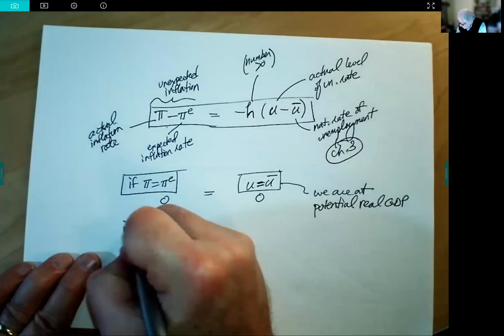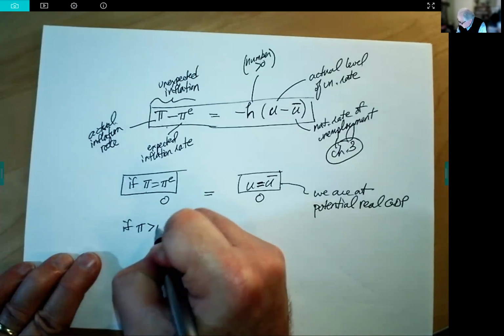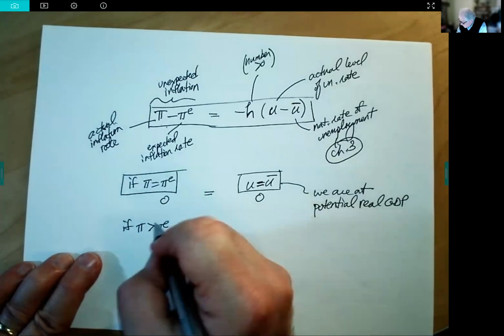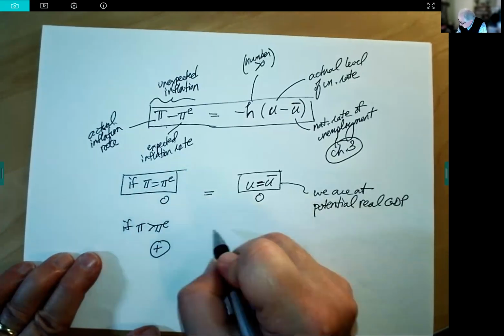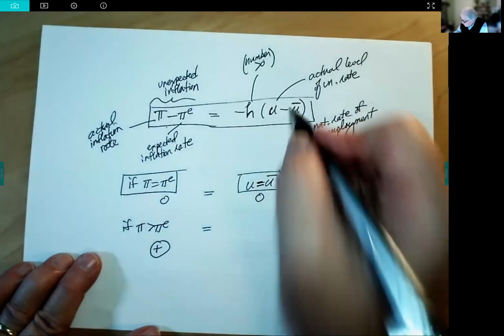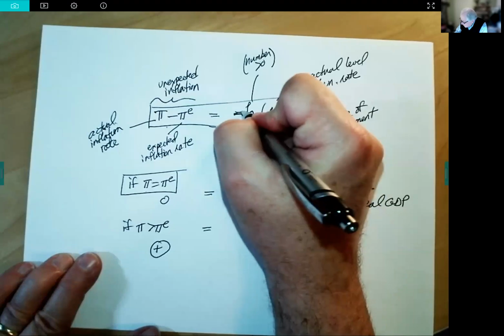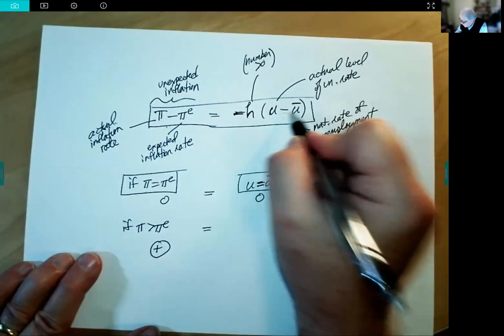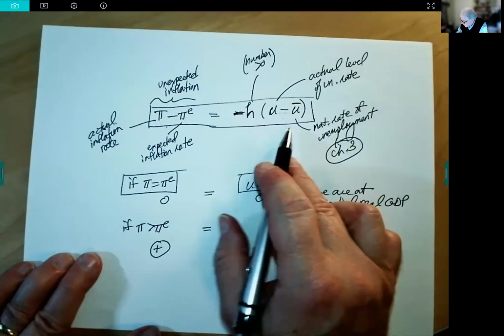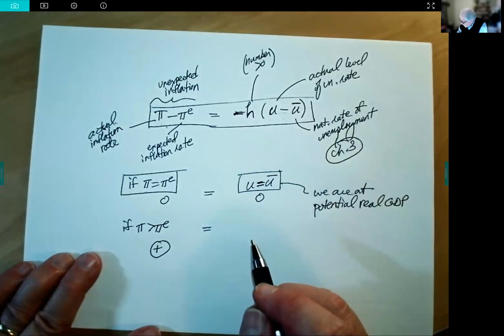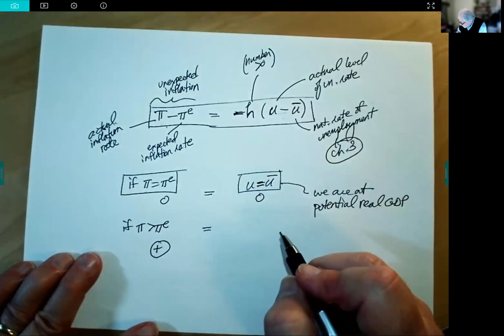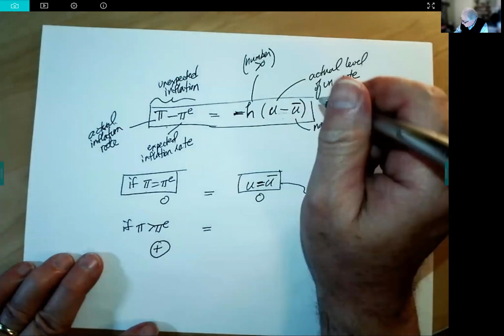If inflation turns out to be greater than what was expected, this side is positive, then this side has to be positive. There's a minus sign out in front, so this part inside the parentheses has to be negative, and negative is a positive, right? So what does that mean?